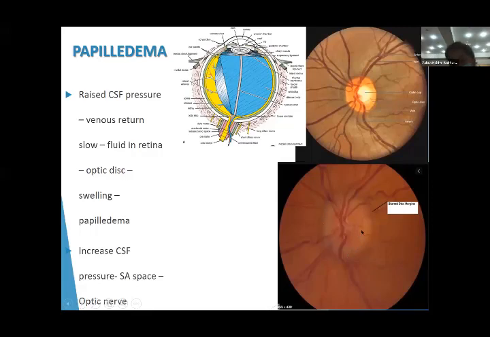ये जो normal clear margins of the optic disc, this is what it becomes: blurred margins. Margins clearly नजर ही नहीं आते. ठीक है. This condition is called papilledema. ठीक है. subarachnoid space में CSF का प्रेशर राइज किया है, जिसकी वजह से वीनस रिटर्न स्लो डाउन कर गई और फ्लूइड अक्यूमुलेट हुआ इन द रेटिना.